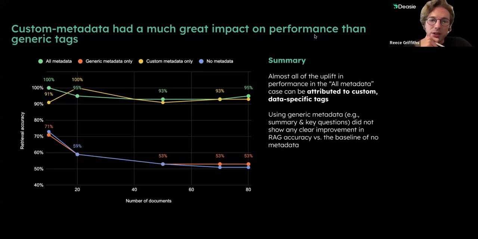Yeah, that's a good point. This result is not consistent with what we've seen in the past. Sometimes using just key questions or summary or purpose can actually add quite a significant uplift. But I think in this case, because the document set was quite complex, both in terms of the structure of the documents and also the content, we found that the domain content-specific metadata was far more valuable.